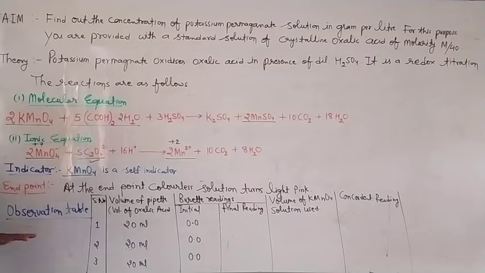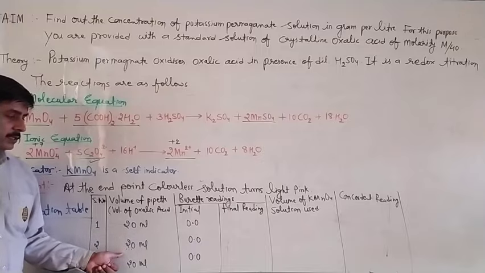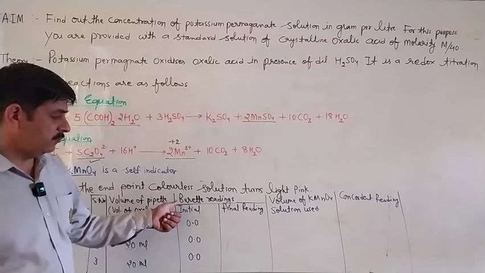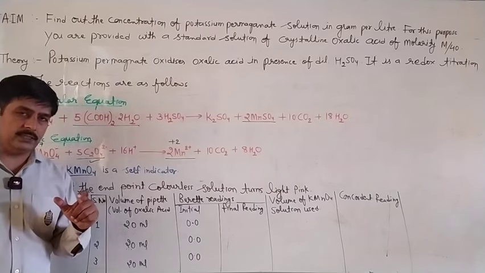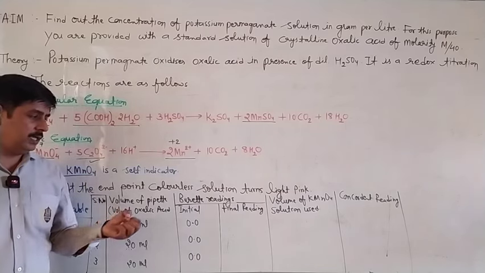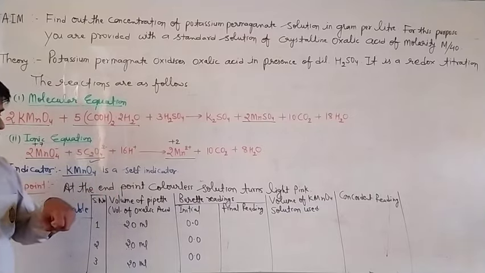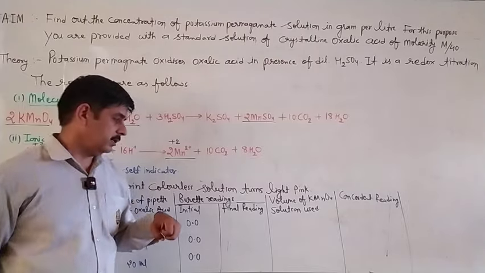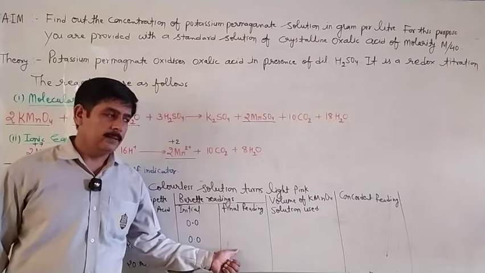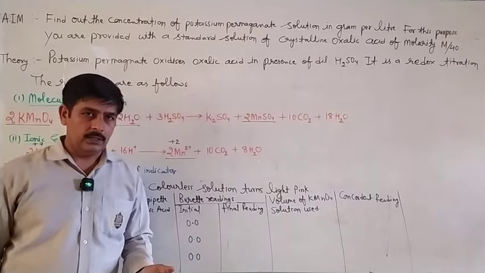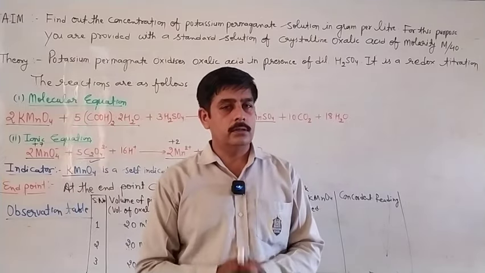In this table, each time we will take 20 ml oxalic acid using a pipette, and in the burette we will fill the KMnO4 solution. After putting 20 ml oxalic acid solution into the conical flask, we will let the KMnO4 solution come into the conical flask from the burette, and one by one we will take all the readings and record them here. Calculation will be done afterward. This is the whole procedure we will follow during the titration.